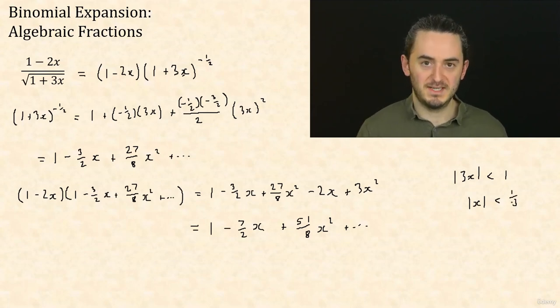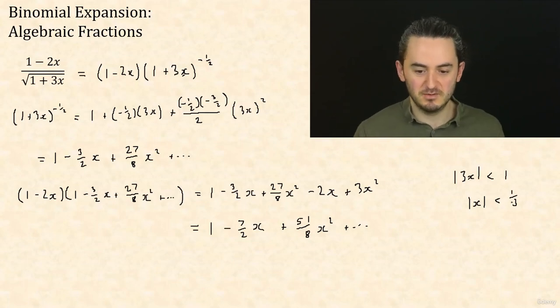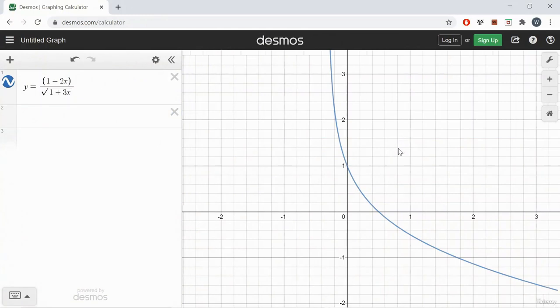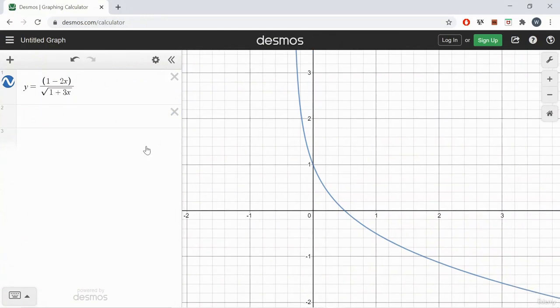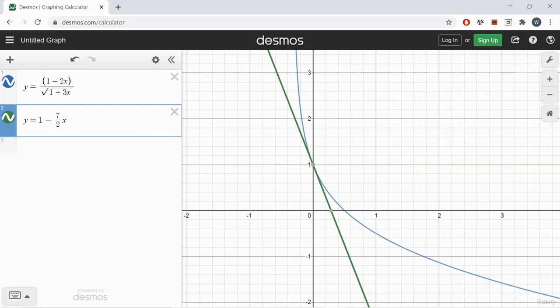Just for fun, let's take a look at the graphs of my expansion and my original function, just to see if they look reasonably similar. Okay, so here is the original function. And let's see what my expansion looks like. So it was y equals 1 minus 7 over 2x plus 51 over 8x squared.